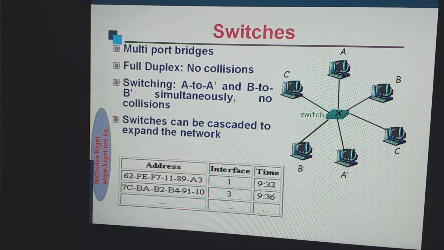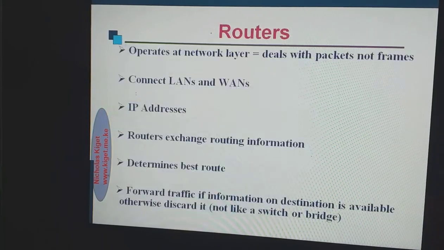Switches keep what we call switching tables. They use MAC addresses, so that in the switching table we have the MAC addresses of all the hosts connected to the switch. For example, in this diagram here, we have a number of computers connected to a switch. That switch creates a table with MAC addresses and the interfaces and even the timing. So switches also make intelligent decisions before forwarding the frames.